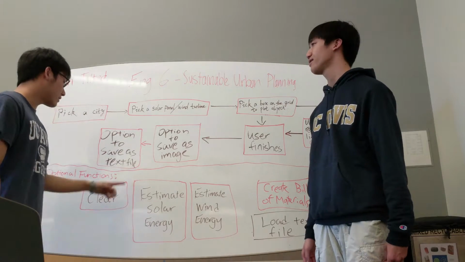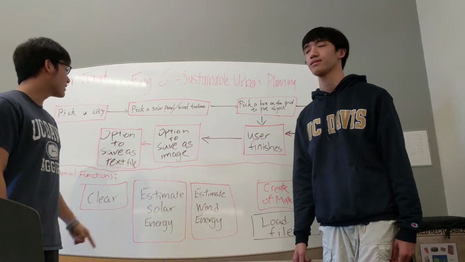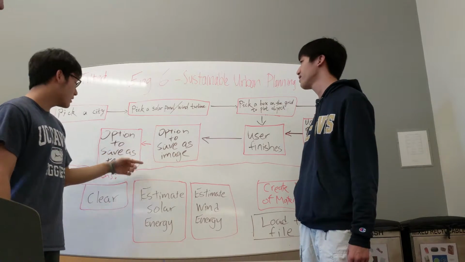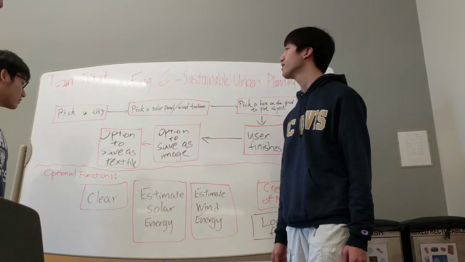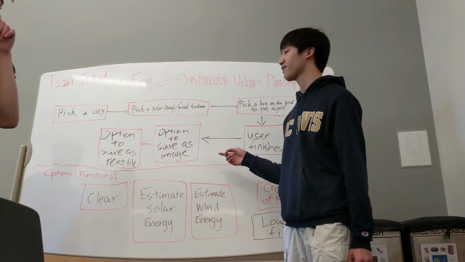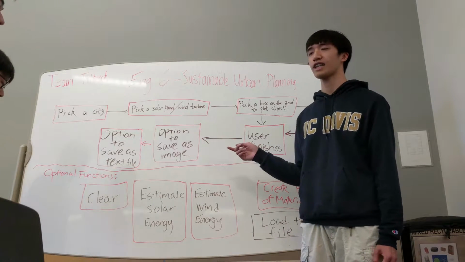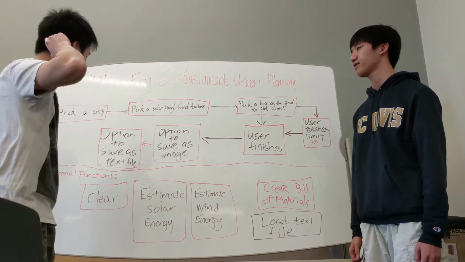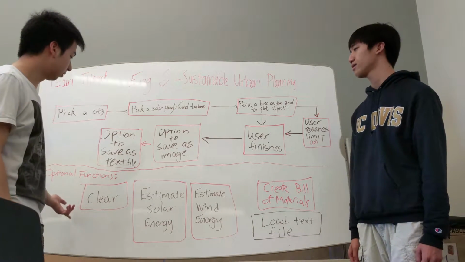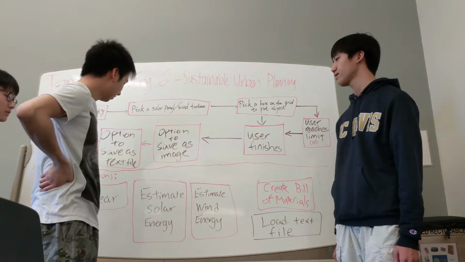So then you have two options. You can save the current image as an image, or you can save it as a text file. And at that point, the program is basically done, finished running, and you can also activate other functions that are available. At any point during the program, you could press the clear button to clear all your progress and restart your work.